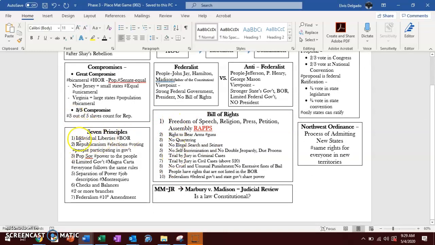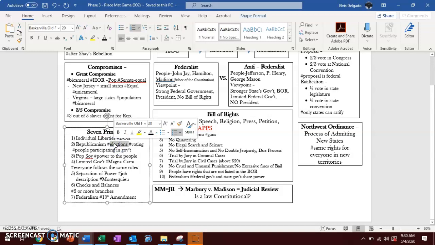And then your 7 principles. These are the 7 principles of the Constitution. Please look over this. Individual rights is your Bill of Rights. Republicanism is representative government, where we elect people to represent us. We would all love to be president one day, but unfortunately we can't. So we have to elect someone to be our president to represent us. And that's when we go vote and we do our election. That's kind of what republicanism is.